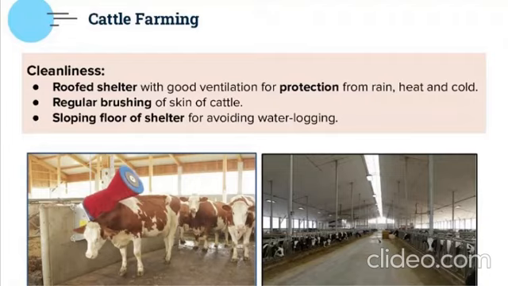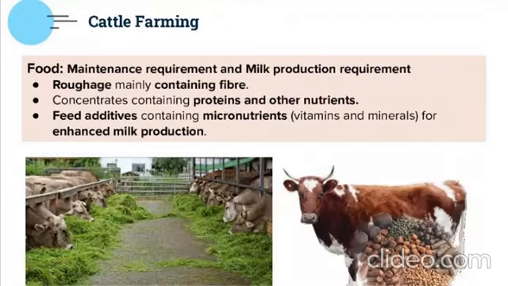Cleanliness is important because if cows, buffaloes, all these cattle are not in good condition, they may get ill, they may get diseases which will even harm us. So for that, cleanliness is a very important part. They have roofed shelters with good ventilation for protection from rain, heat, and cold. There is regular brushing of the skin of the cattle so that there are no diseases or pests on them. The shelter has a sloping floor so that waterlogging doesn't take place.